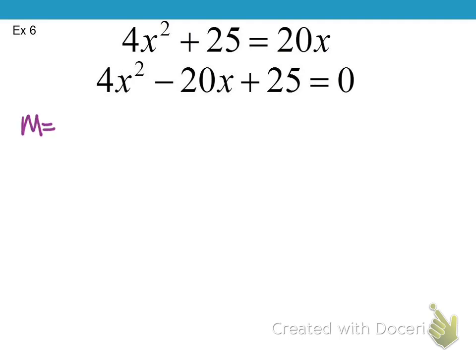Multiplies to 100. Adds to... I was thinking about 10 and 10, but -10 and -10. -10 and -10 will work.